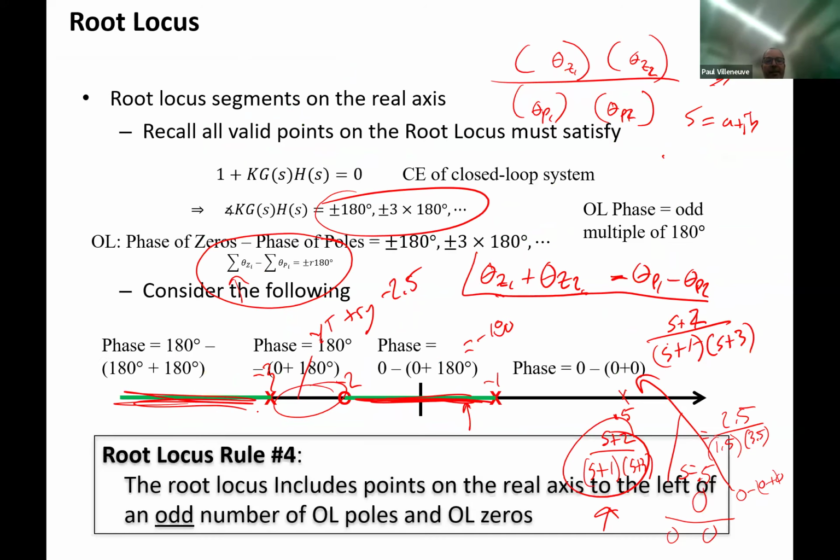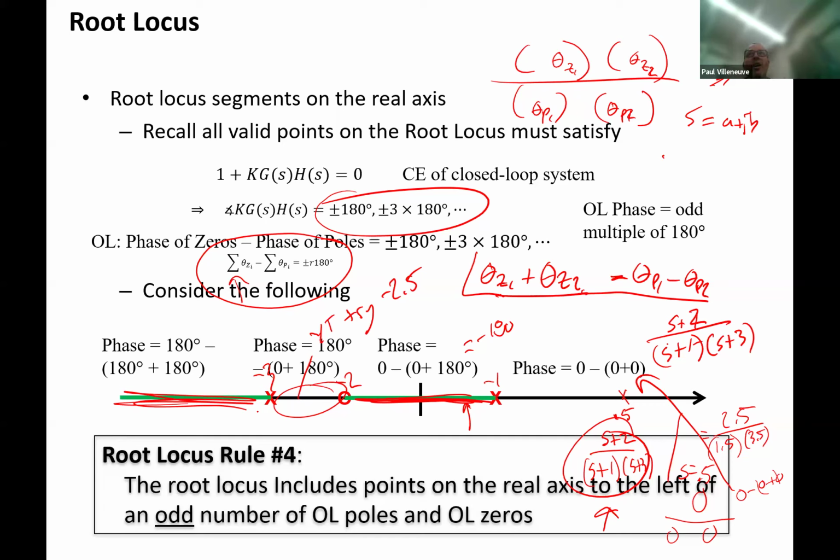Okay, so that's the fourth rule, the big one right here. Where do you find it on the real axis? It's always to the left of an odd number of open loop poles and zeros. And the reason why it has to be odd numbers is because you need it to be that plus or minus 180 degrees. If you did it for even numbers, they'd always add out to 0.